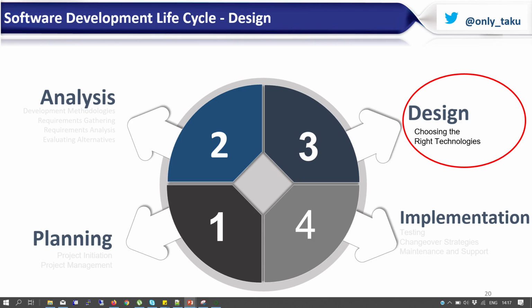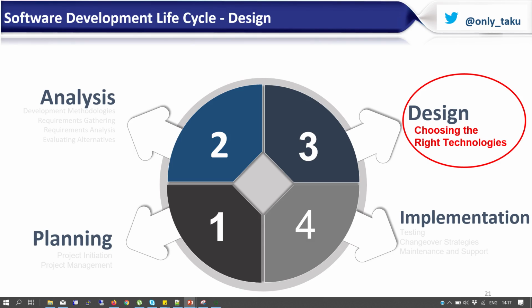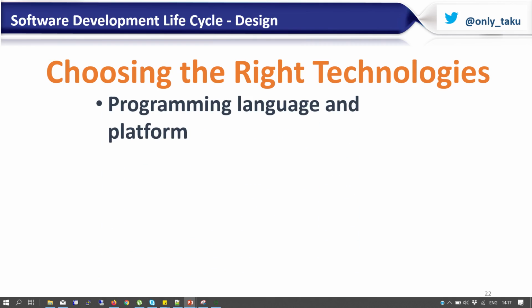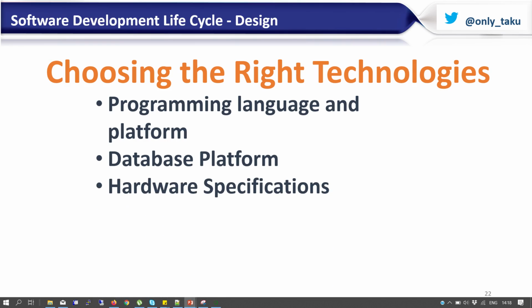So at the design stage, you're now going to choose the right technologies to be able to develop or implement your system. These technologies include looking at the programming language and the platform that you're going to be using. You also need to look at the database platform. Are you going to use a relational database, a graph database? Are you going to use SQL Server? Are you going to use Oracle or DB2? You also need to look at the hardware specifications. How much RAM do you need on your system? How much disk space? How much processor speed do you require for you to be able to run your application fully?